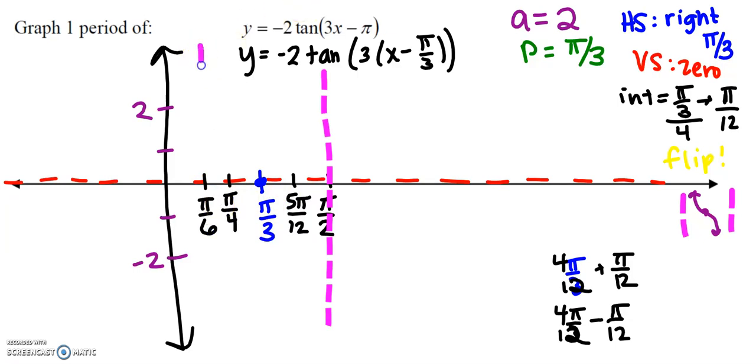And now you might be thinking, these numbers are ridiculous. How are we simplifying all of these? If you need to count by the actual pi over 12s as you go, that's totally fine. And then just simplify your fractions when you get there.